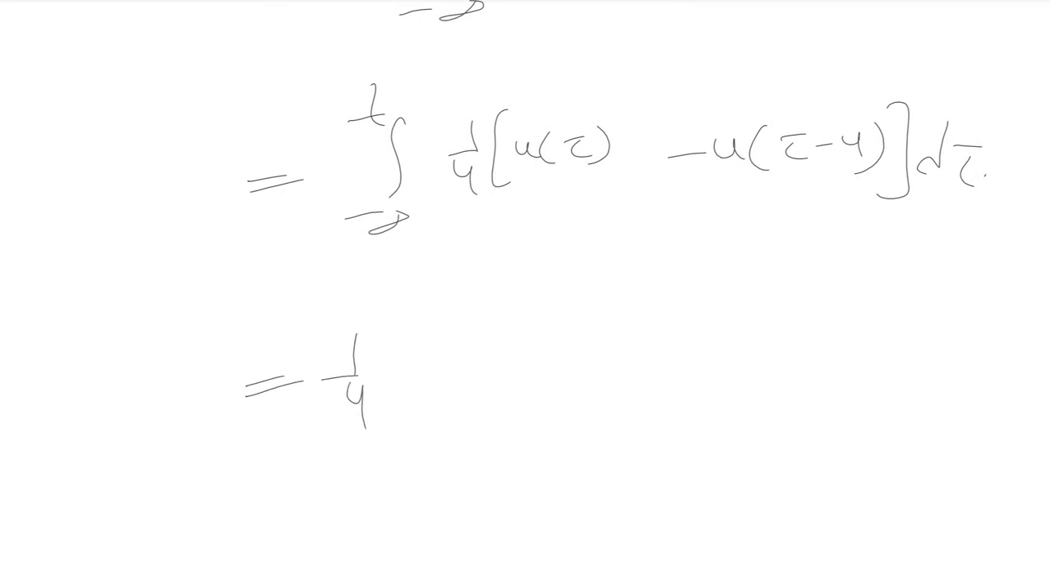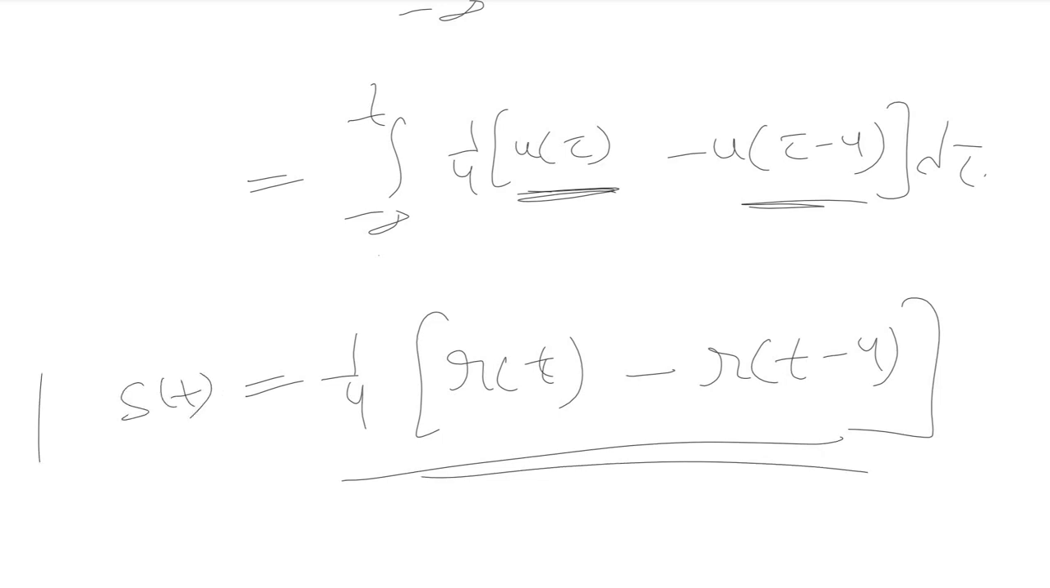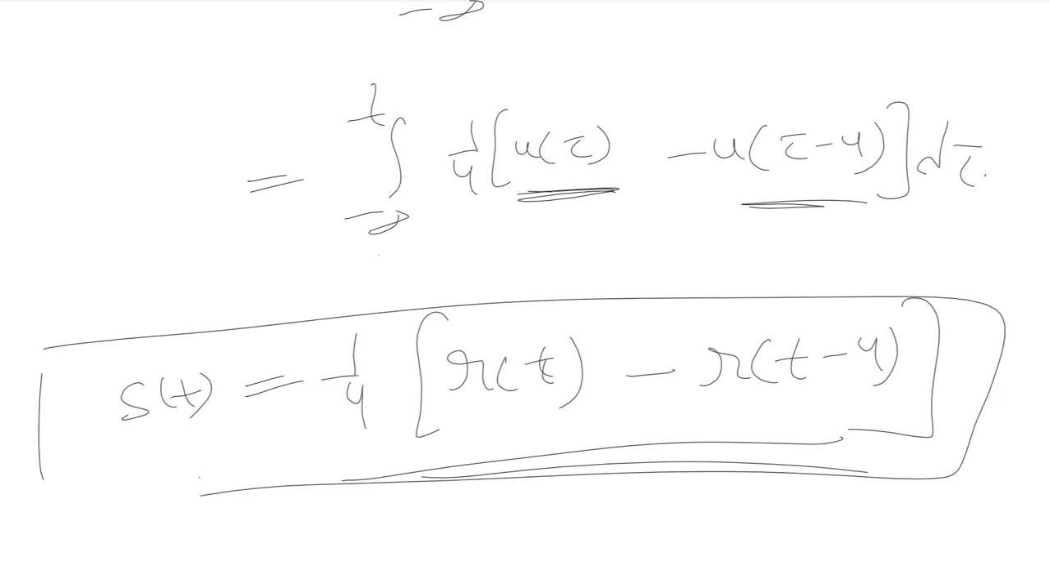1 by 4 is common. We'll get two terms which are nothing but integrals of unit step functions. And we have already seen the property that the integral of a unit step function is a ramp function. This will be r of t minus r of t minus 4. This is the step response of the given LTI system.